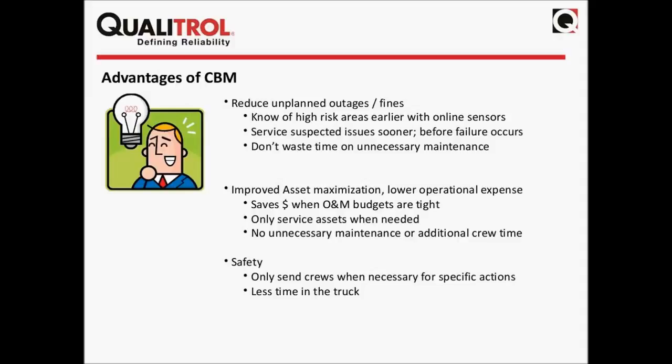It improves asset maximization and lowers operational expense. So it saves money when O&M budgets are tight. You only service the assets when needed. And again, there's no unnecessary maintenance or additional crew time. And then there are also safety risks involved, right? So you only want to send crews when it's necessary, and they know what specific job and what specific actions they're working on because they see an issue with condition-based maintenance. They don't have to just go out and check every line item on the transformer. And then there's also less time in the truck for your crews, too, driving from station to station, because they're only going, again, to specific locations where they know that there's an issue.